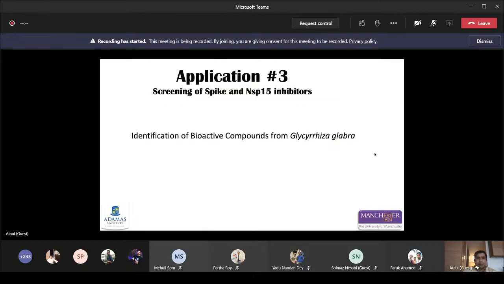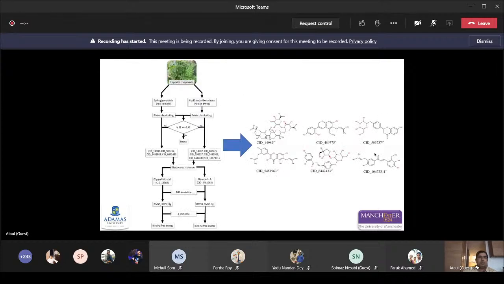And the final example I would like to explain here is the screening of spike and NSP15 inhibitors together. So we consider some bioactive molecules. Here we parallelly consider the two receptors, one from the spike protein, another for the NSP15. And we use the same approach for both the targets for these molecules. I think about 100 or 145 molecules were there.